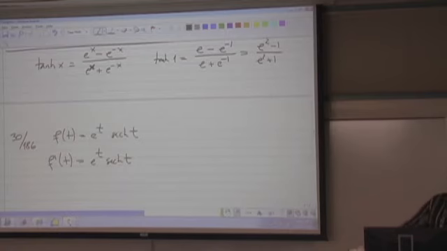If we don't remember, we look it up. So we're going to have minus e to the t, hyperbolic secant, hyperbolic tangent.